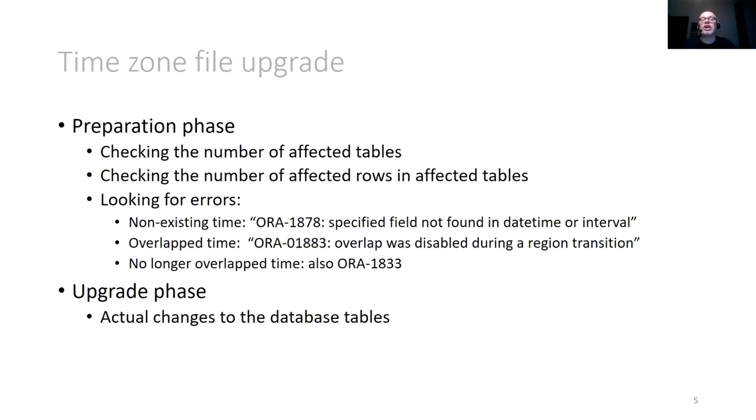And if you don't tell the upgrade process to ignore these errors, then the upgrade process will actually record this error, which is ORA-1878. That message is kind of confusing, but the actual number is important here. So 1878 is the error that tells us there is a problem with non-existing time.